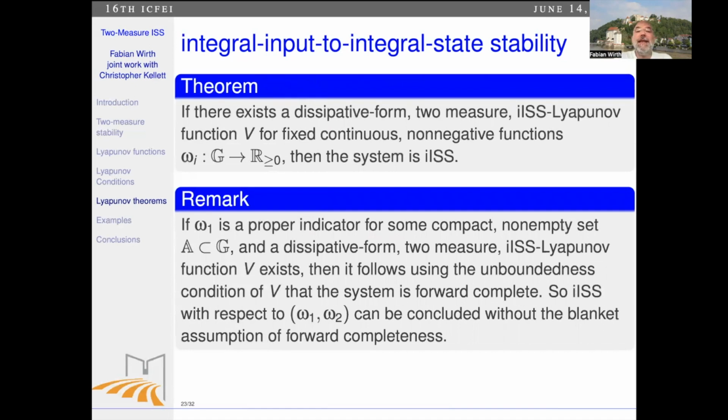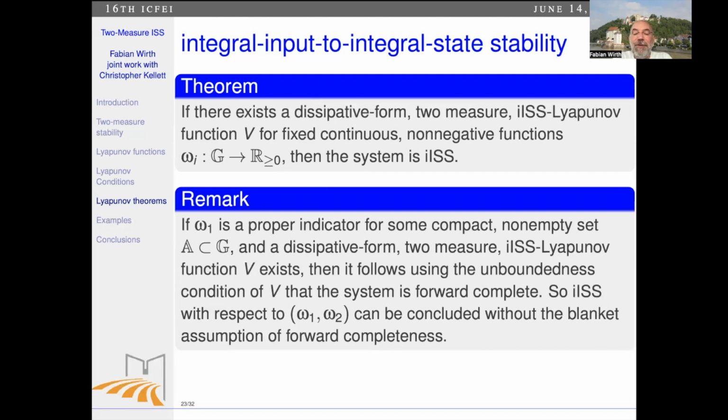And now let's look at integral input to state stability. So if we have dissipative form to measure integral input to state stability for our given measurement functions, then the system will be integral input to state stable. The converse is also true. We believe, we just haven't written it up properly yet. Something that needs to be done.